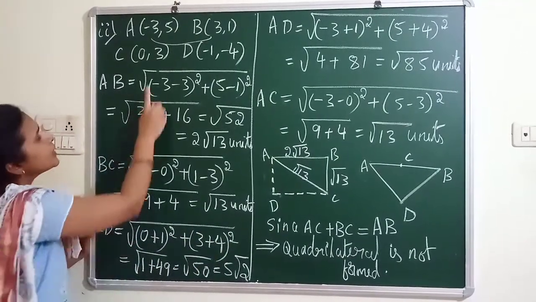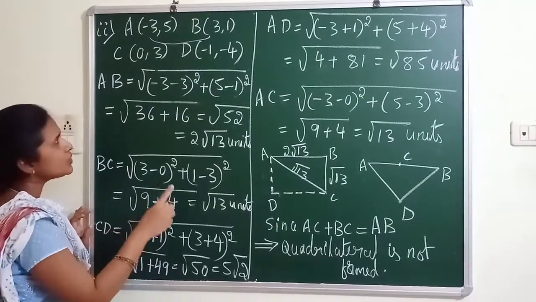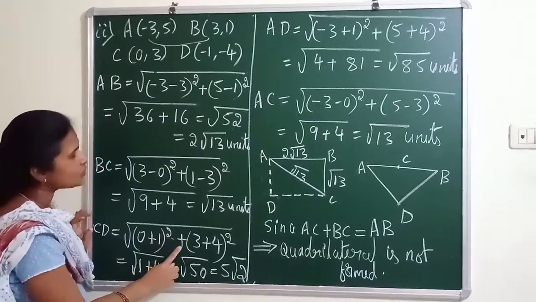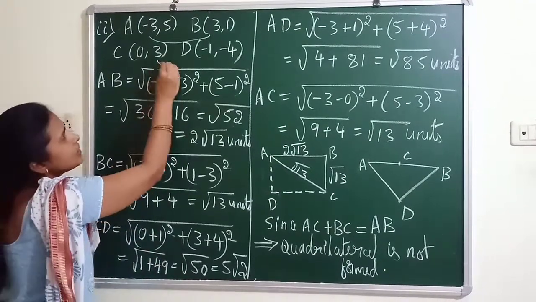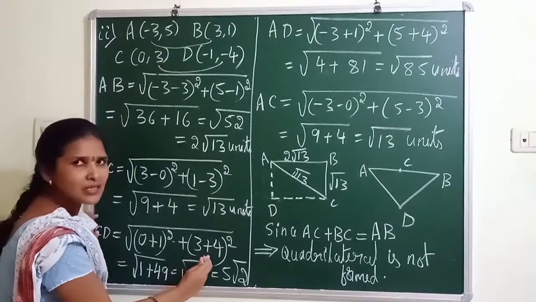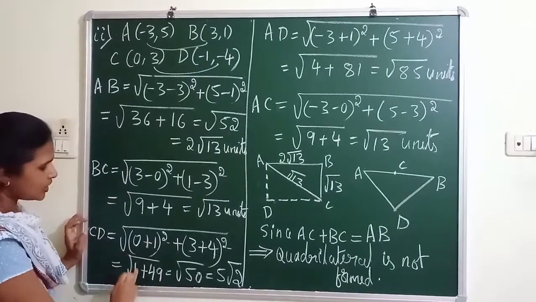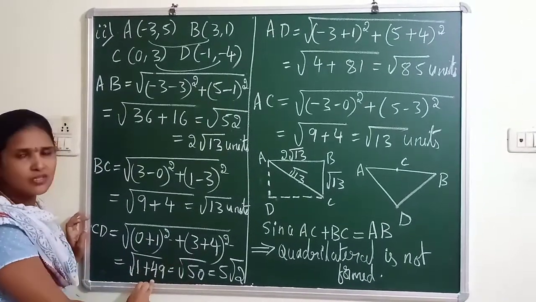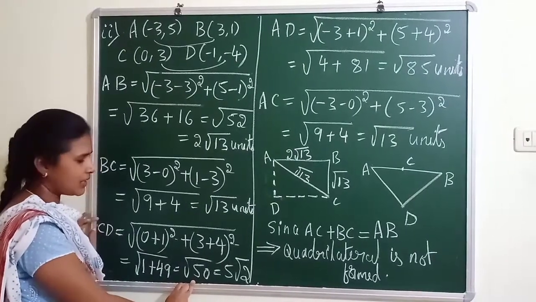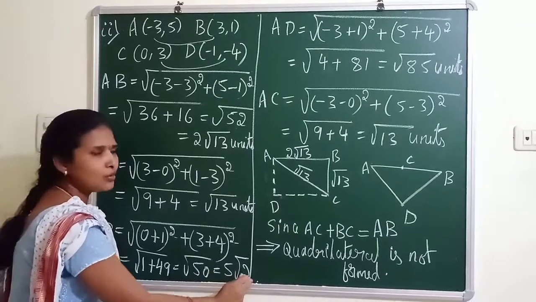Next, CD. Here you have minus, and again in the formula you have minus. So 0 minus of minus becomes plus. 0 plus 1 whole square, plus, again you can see 3 minus of minus. So do it orally, minus of minus is plus. 3 plus 4 is 7, and 7 square is 49. So here you will get 1 and 49, that is root 50. Root 50 can be written as 25 into 2, so 5 will come out, 5 root 2 units.